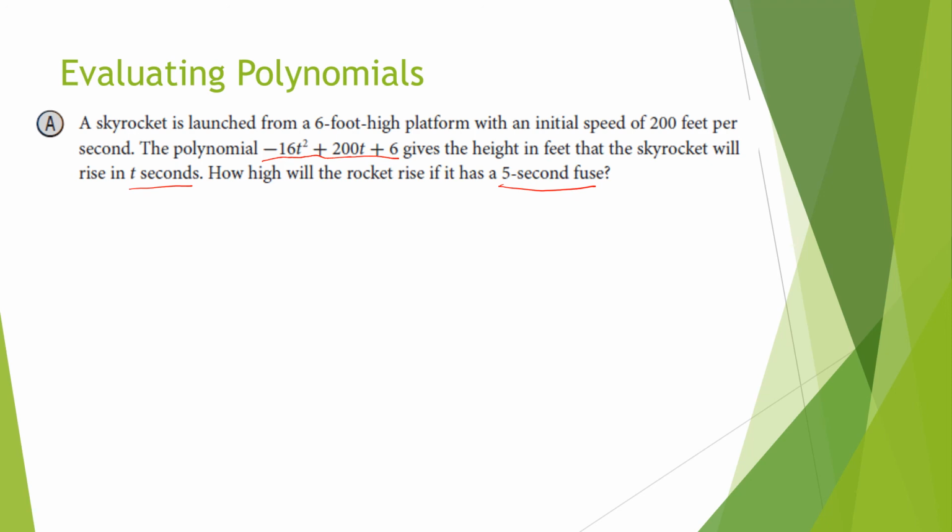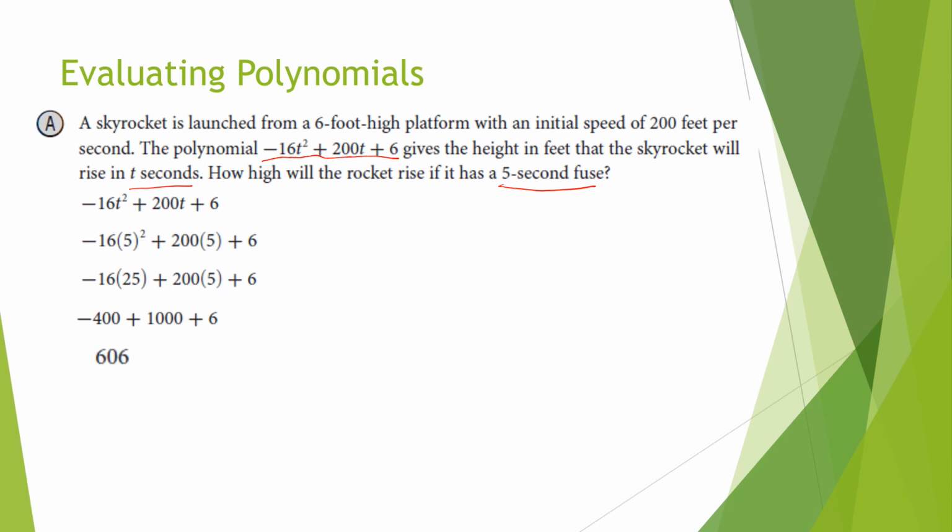How high will the rocket rise after 5 seconds? So he gave me already the t, so I just have to substitute the t with 5 seconds. So I'll take away each t and put instead the 5. So negative 16 times 5 power 2 plus 200 times 5 plus 6. 5 power 2 is 25, so negative 400 plus 1000 plus 6. So add them up together, it will give me 606.